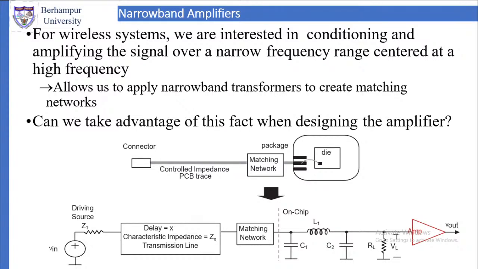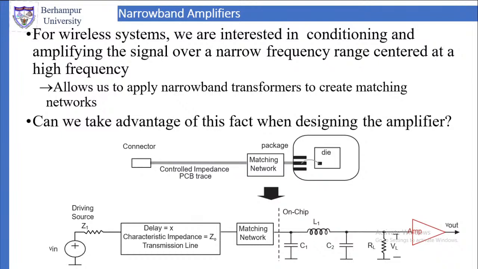How can we do this? We can take advantage of this fact when we are designing the amplifier. Look at the figure, what we have. We have a connector, then we have a controlled impedance PCB trace. What is a controlled impedance PCB trace? That is basically a microstrip line, and depending on the width of the microstrip line, the characteristic impedance will be determined. So that is under our control. The width of the microstrip line is under our control, so we control the impedance of the connecting line of the PCB trace.